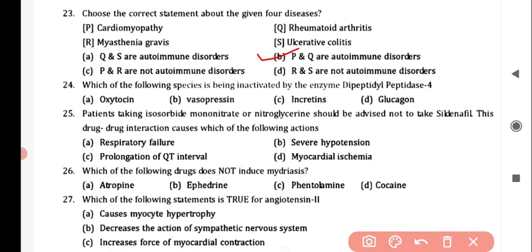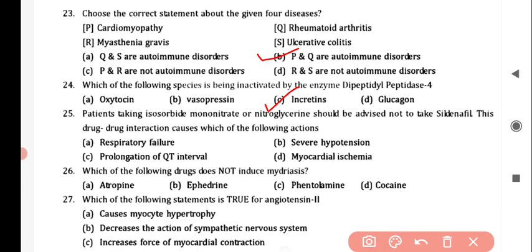Next question is which of the following species is being inactivated by the enzyme dipeptidyl peptidase 4? So the correct answer is option C, that is incretins.